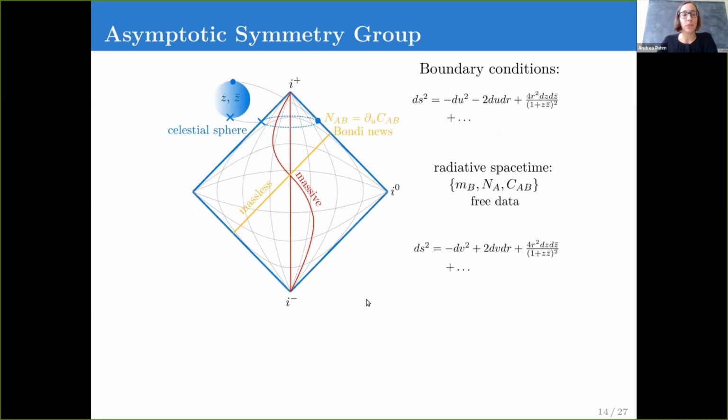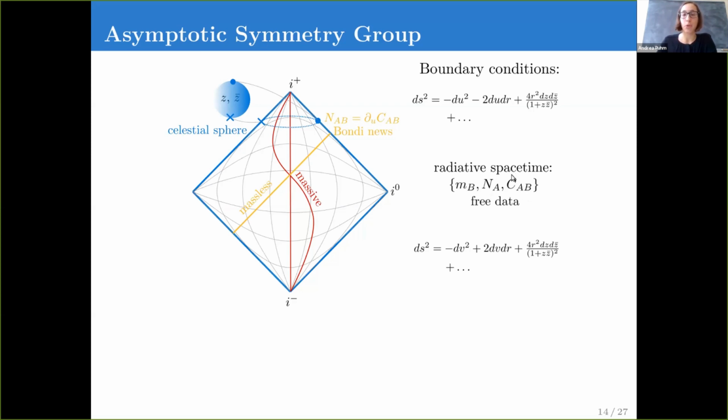And this brings me to the discussion of the asymptotic symmetry group, which starts with imposing boundary conditions. So in a radiative spacetime, we have to add to the exactly flat Minkowski metric extra terms, and these extra terms are characterized by the free data. So this is a 1/r expansion, and there are functions of the angles and the retarded or advanced time, and these are given by these three terms. So this is the Bondi mass aspect, the angular momentum aspect, and the gravitational data. And these are related by a constraint equation, but otherwise an arbitrary function of the angles.